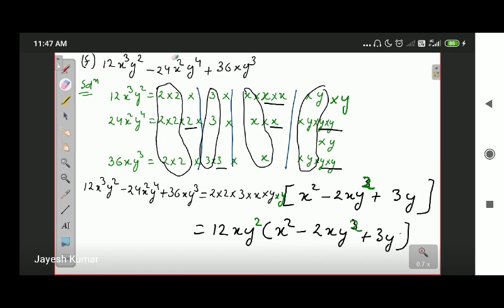Okay, y square is taken as common because there were two y's in the first expression. I miswrote it. Okay, so this is your final answer. This is y square. This is also y square, and outside we have y square, 12x y square, x square minus 2x y square plus 3.